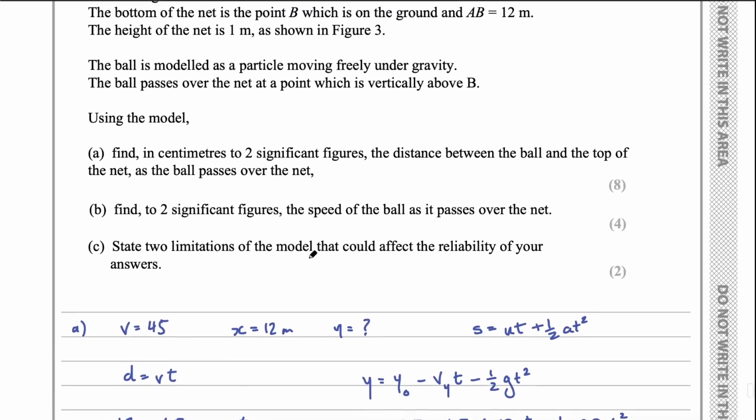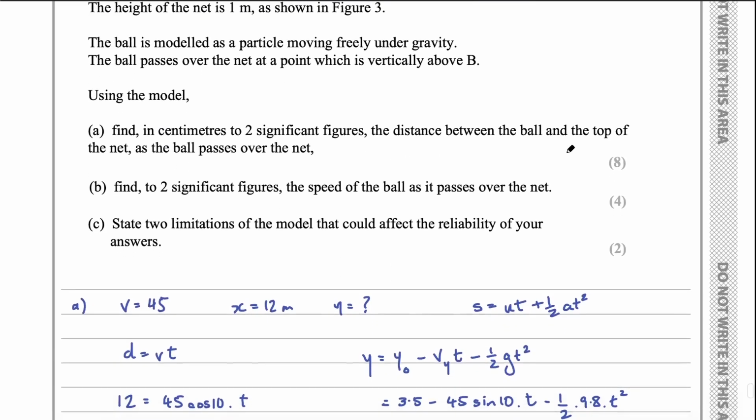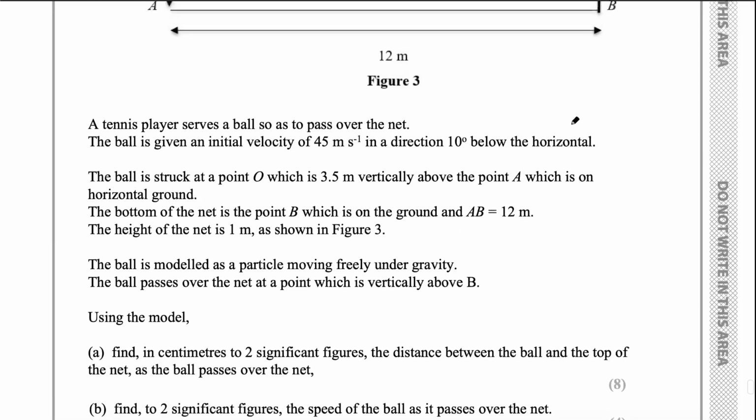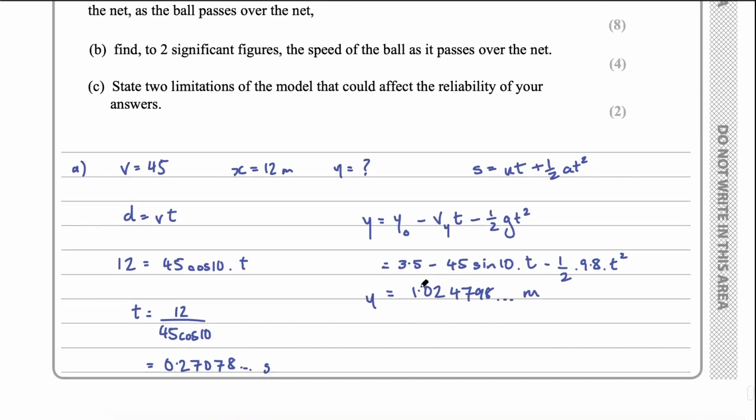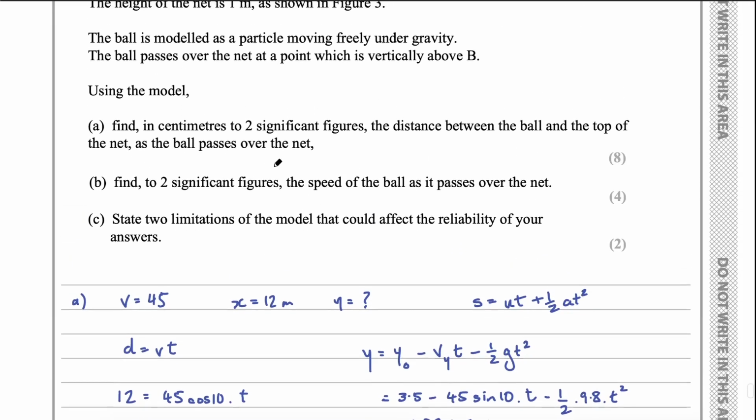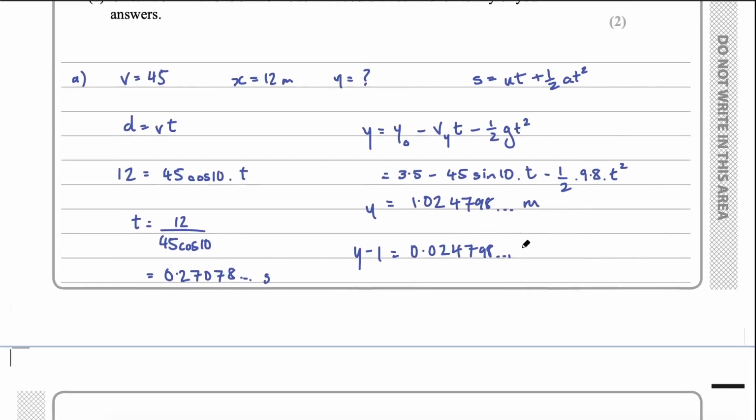Let's go back to the question. It said the distance between the ball and the top of the net. So we know the net is 1 meter high. This is the height of the ball. So we need to take that 1 meter away to find the distance between the top of the net and the ball. So we could do y take 1 equals, well, this will be 0.24798, etc. And again, just double check, it's set to two significant figures. So this would be approximately 0.025.